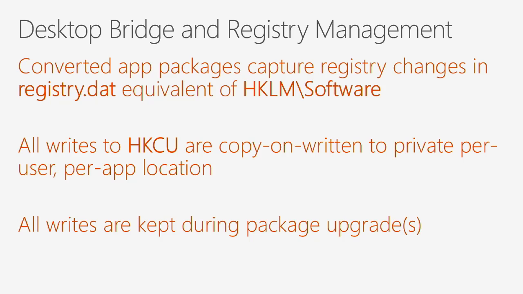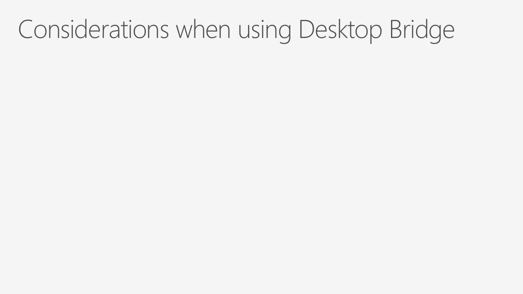So the implication here is that when you think about things such as administrative level privileges and NT services, you want to start moving those to background tasks first, particularly if you're talking to and storing information in the registry. You want to make sure that you're careful not to do that, because all the writes are kept during the package upgrades, but at the same time, we are completely going to preserve the core registry and not make any changes directly to it.